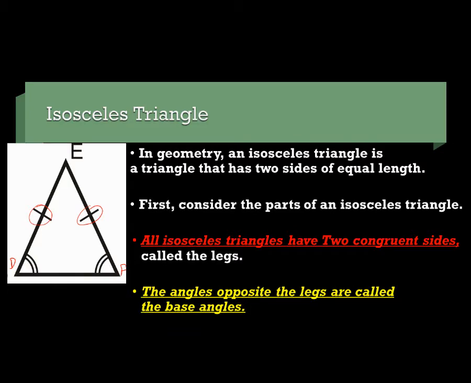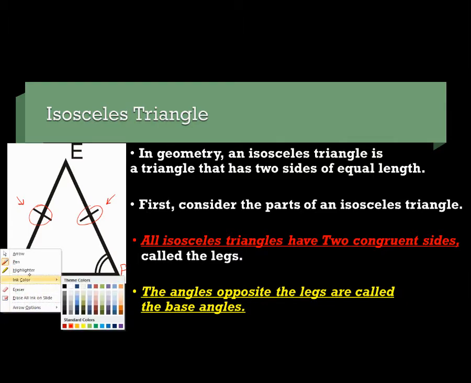All isosceles triangles have two congruent sides. You can see that here, side DE is equal to side EF. These are called legs. And also, the angles opposite to the legs are called the base angles.